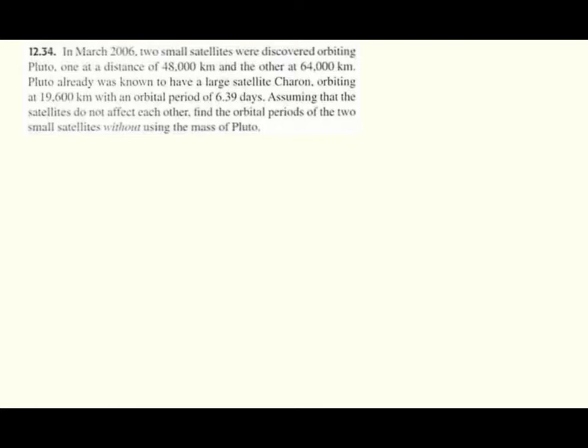In problem 12.34, we're talking about everybody's favorite non-planet, Pluto, and we have two satellites that are orbiting it. One of them is a distance of 48,000 kilometers away. One of them is 64,000 kilometers away. Now, Pluto already has a satellite. That satellite is Charon.